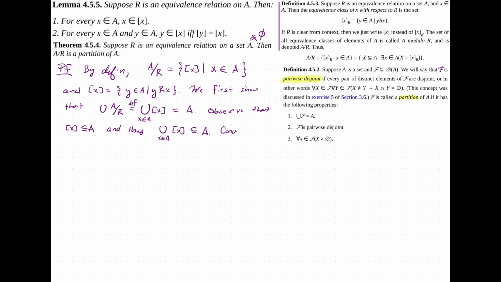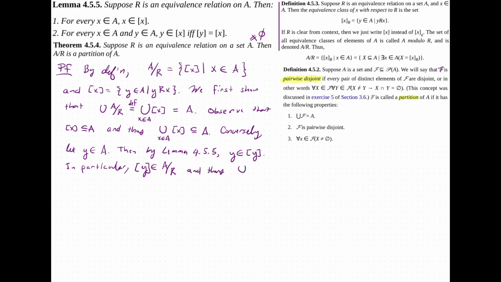We need to choose an element of A and show that it's in the union. So conversely, let y be in A. Then if we apply the lemma, by lemma 4.5.5, y is an element of its own equivalence class. So in particular, the equivalence class of y is in A mod R, because by definition A mod R is just a collection of all the equivalence classes. Oops, sorry, I meant the brackets, not the element. So the equivalence class of y is an element of A mod R, and thus the union of A mod R is in fact equal to A. And so that shows the very first statement.